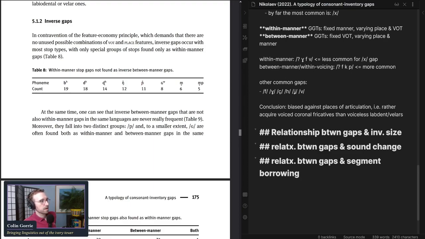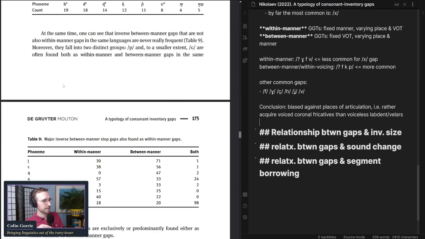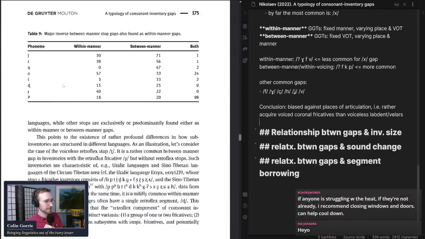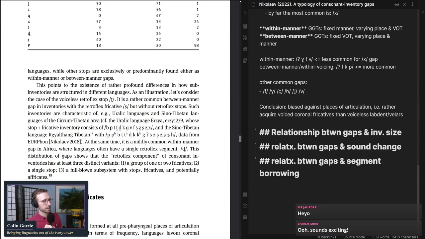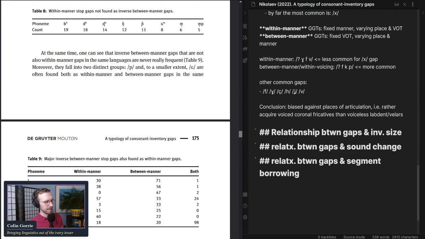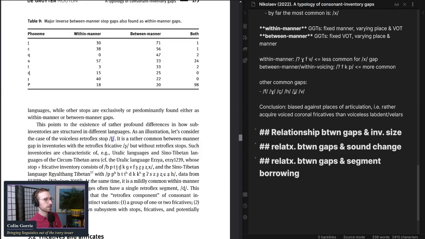We have, not going to worry too much about this inverse business. Let's see what the conclusion is. Rather profound differences in how sub-inventories are structured in different languages. Okay, interesting. So let's talk about the voiceless retroflex stop. It's a rather common between manner gap in inventories with the retroflex sh. So you would have some retroflexes, but not the voiceless stop. So you'd have sh, but not the stop. Mandarin, I guess, would be a good example of this kind of an inventory.